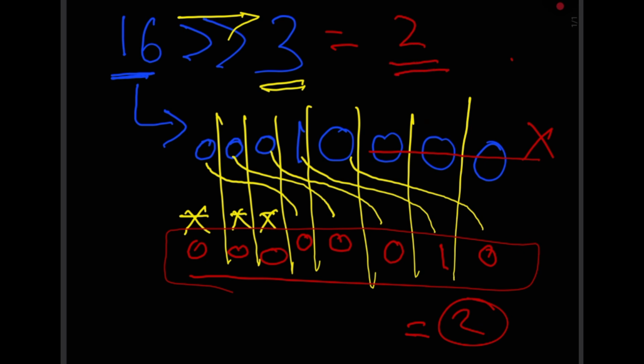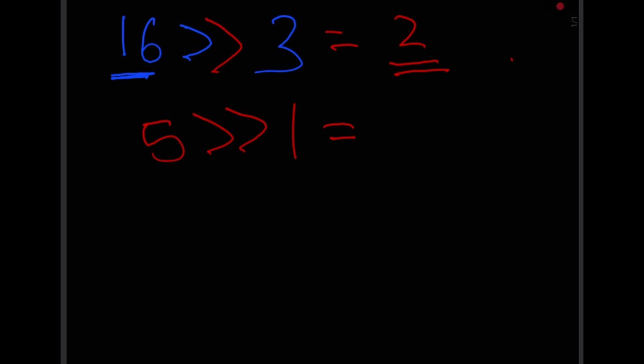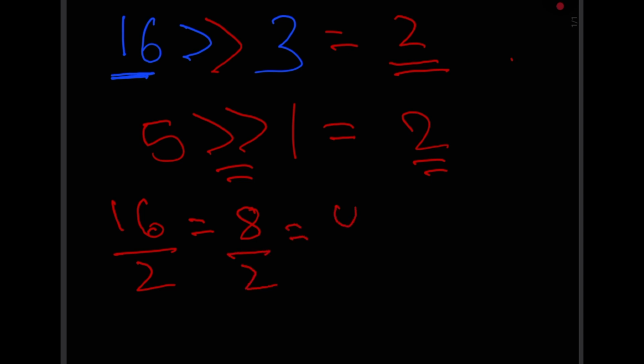So this is how the bits are shifted through the bitwise shifting operator. So there is also a short trick for it. On doing this we got 2, and on doing 5 right shift 1 we got 2 again. So there is a trick for the right shift operator. If it is 16 right shift 3, just divide 16 by 2, you will get 8, and again divided by 2 you will get 4, and again divided by 2 you will get 2. So this is my answer.